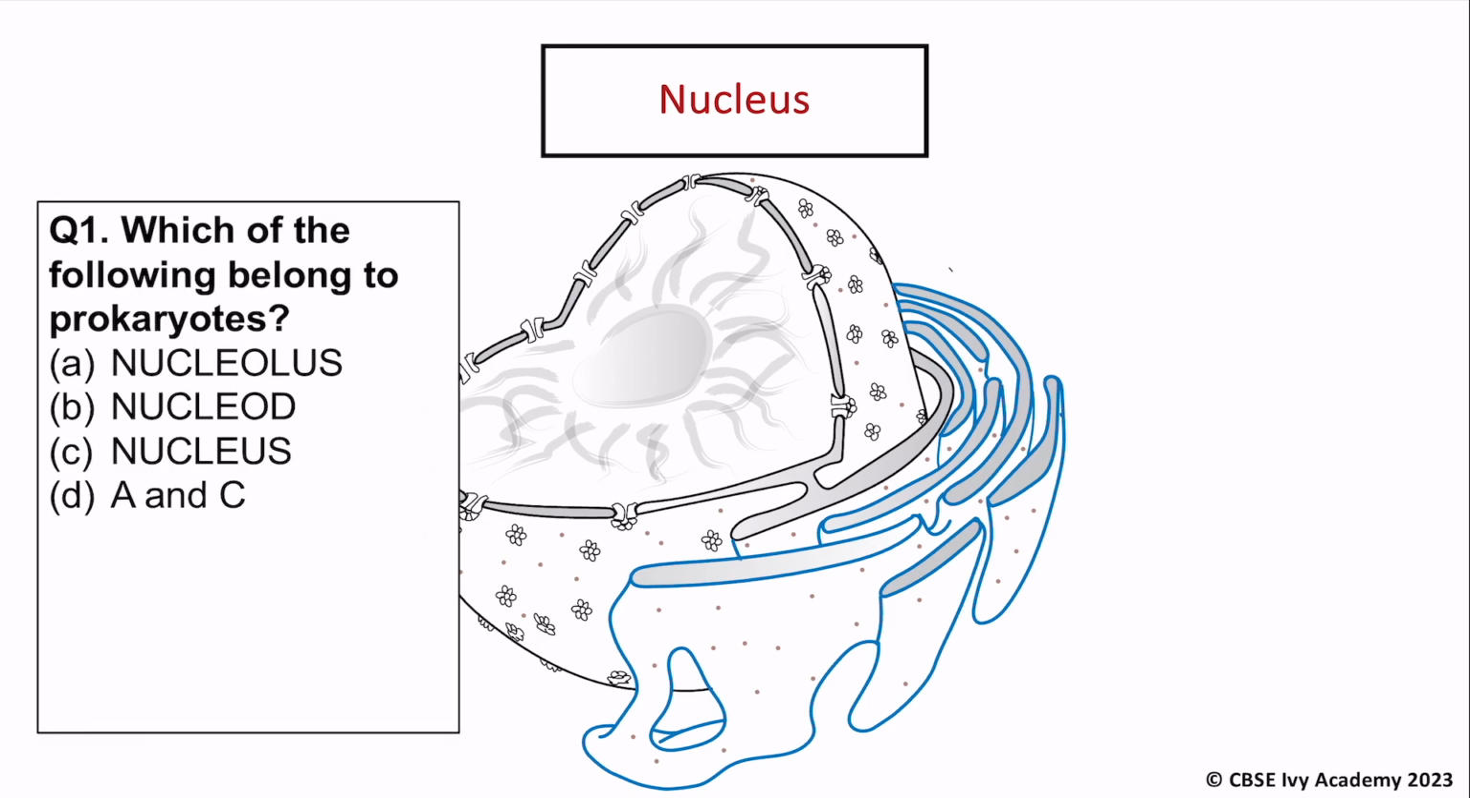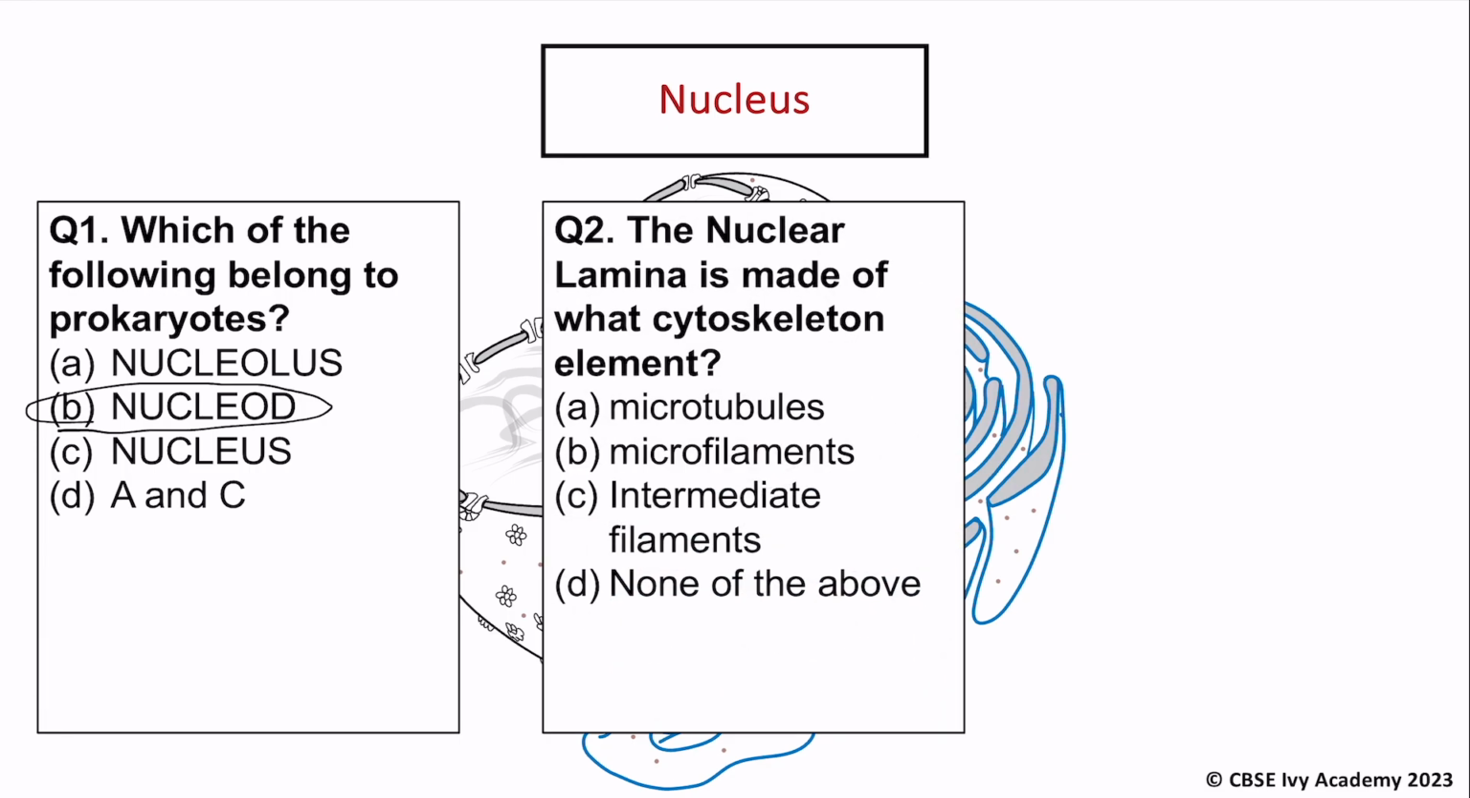Which of the following belongs to prokaryotes? Nucleolus, nucleoid, nucleus, or A and C? And the answer is nucleoid. That belongs to prokaryotes. The nucleolus and the nucleus are eukaryotic elements. The nuclear lamina is made from what cytoskeleton element? Is it made from microtubules, microfilaments, intermediate filaments, or none of the above? And the answer is intermediate filaments.